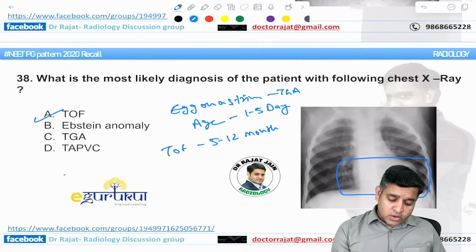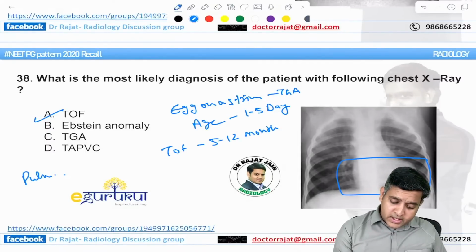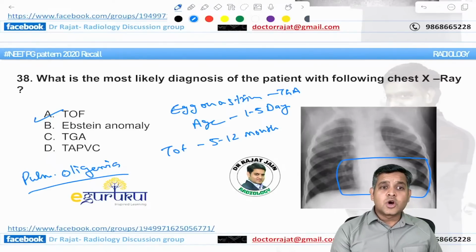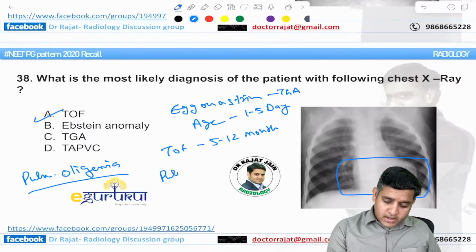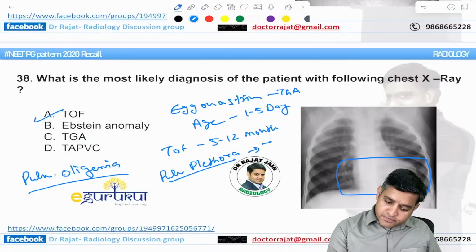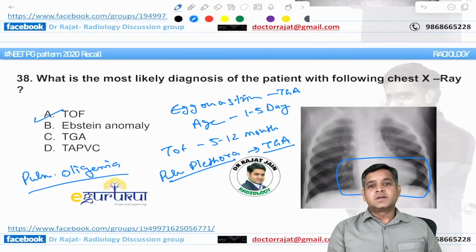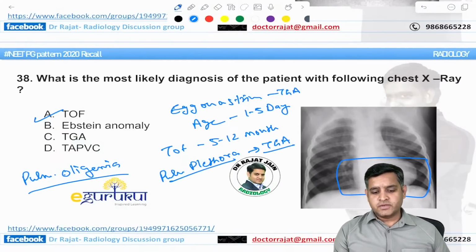Then you can also see lung vascularity. Pulmonary oligemia is a feature of TOF. Pulmonary plethora is a feature of TGA. Okay, pulmonary plethora is a feature of TGA, right?